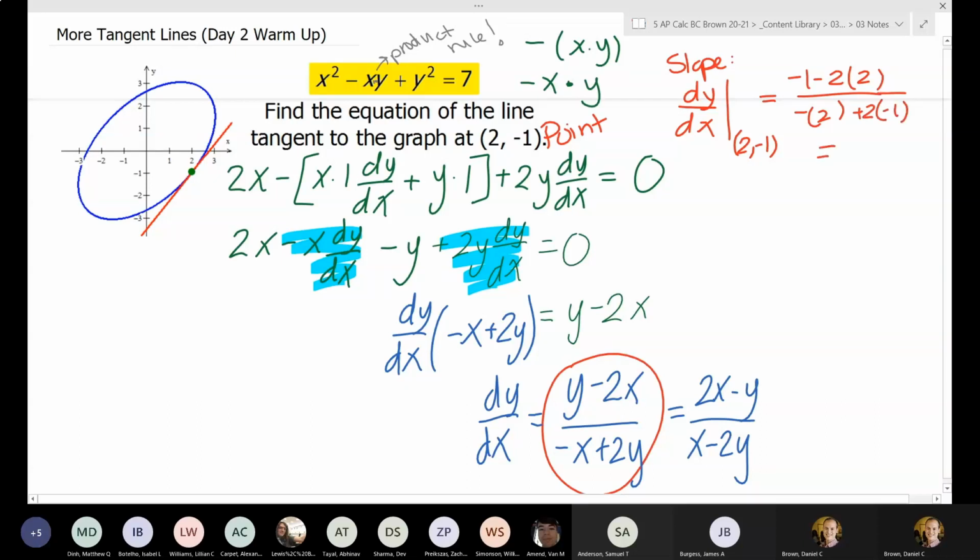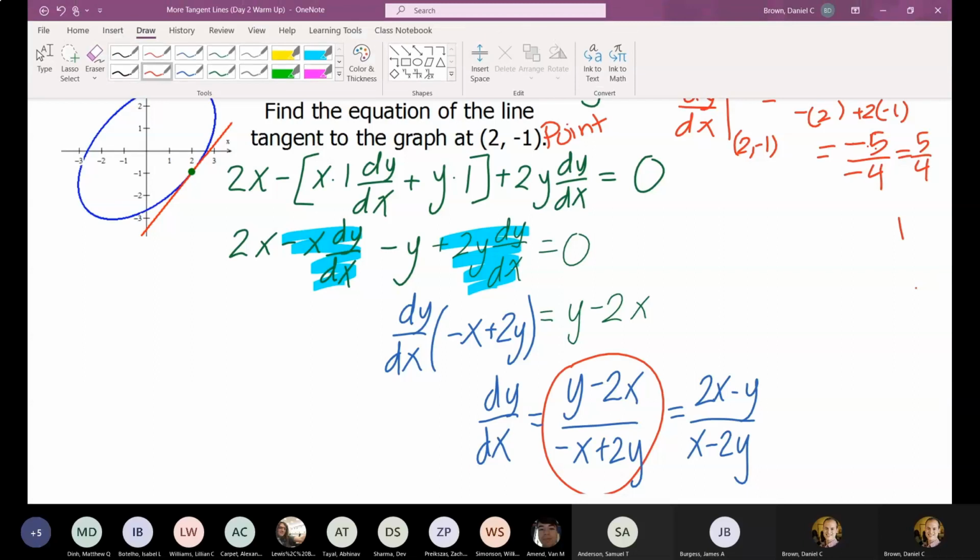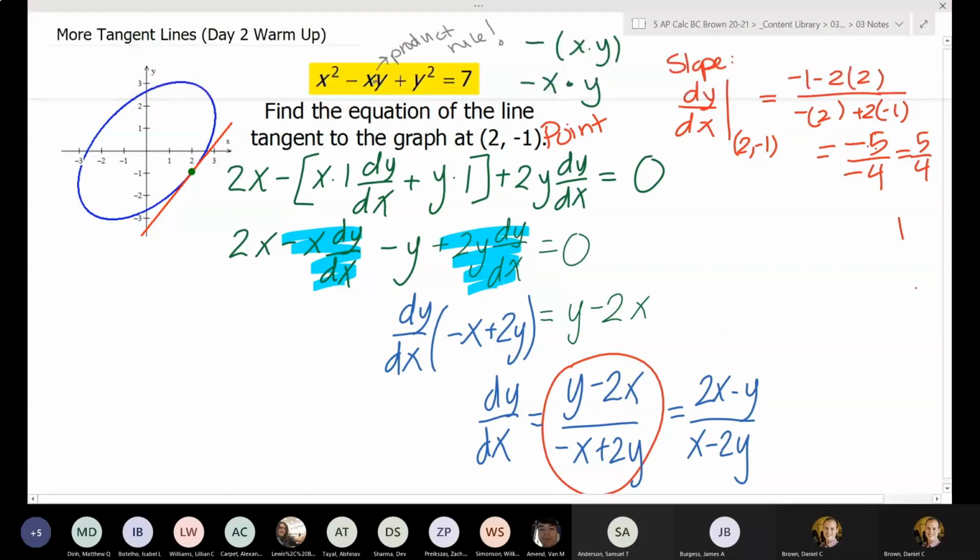So I end up with, that is negative 5. And my pen is possessed. Cool. Negative 5 over negative 4, which is just 5/4. So in writing that tangent line, we know it's y minus the y is equal to the slope times x minus the x. So my tangent line becomes y plus 1 is equal to 5/4 of x minus 2.